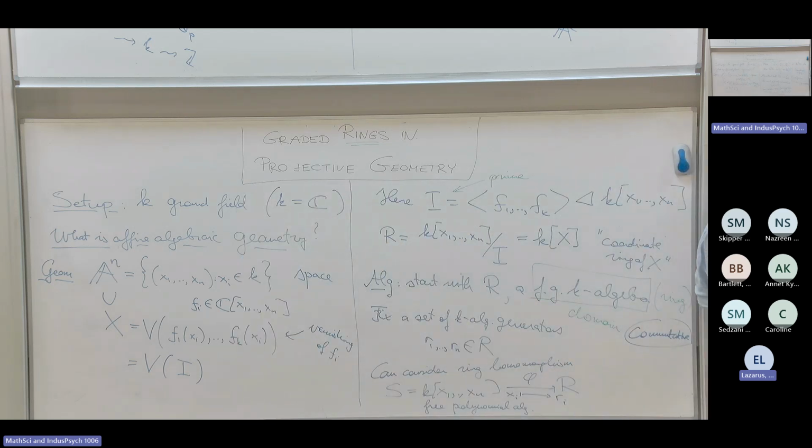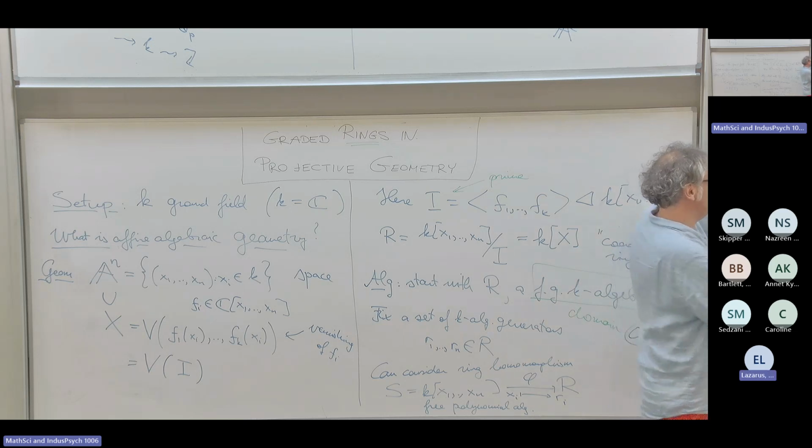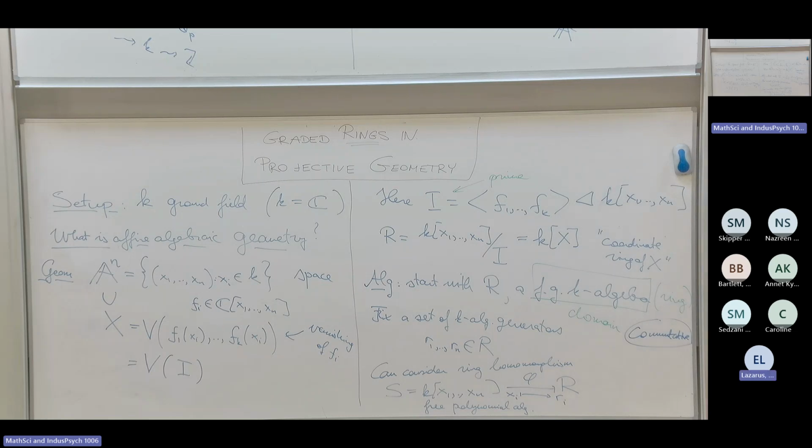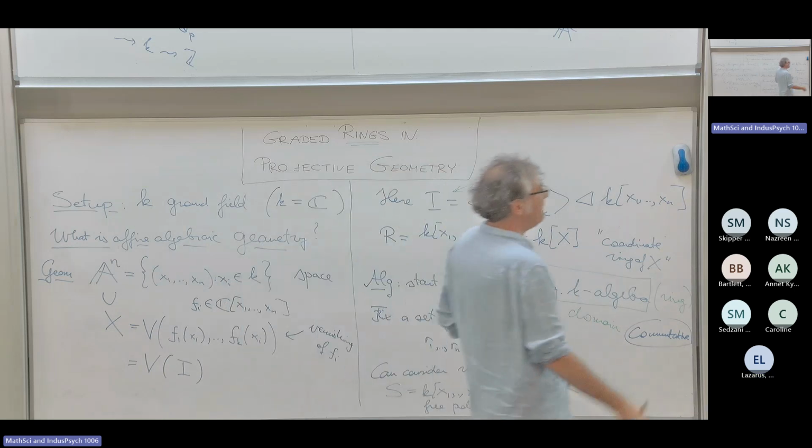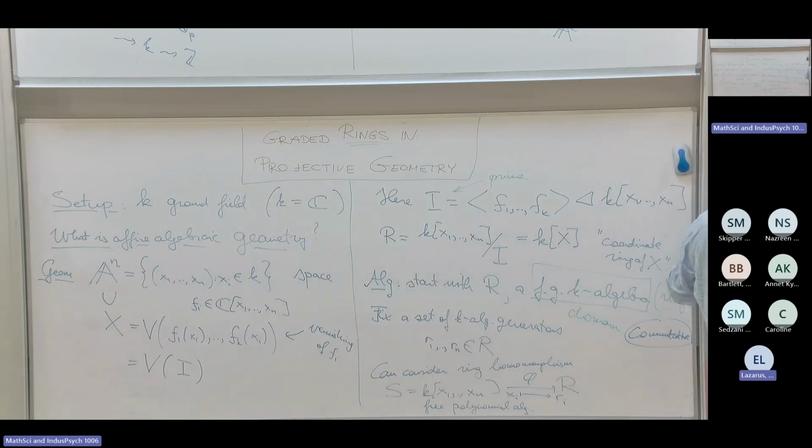So you can also say that this is a set of lines through the origin in A^(n+1). An equivalence class of vectors corresponds to the line spanned by x. That's the formal definition. But slightly more informally, it is affine space together with a hyperplane at infinity.